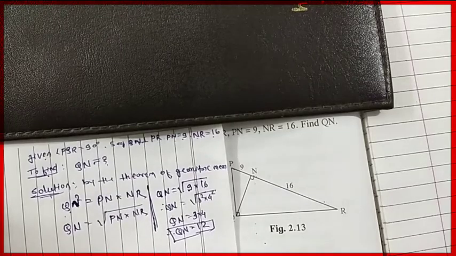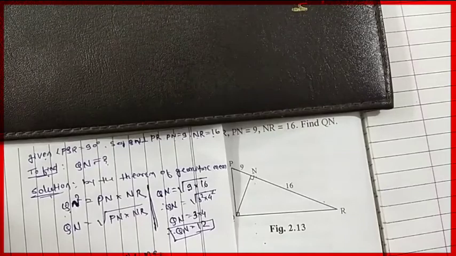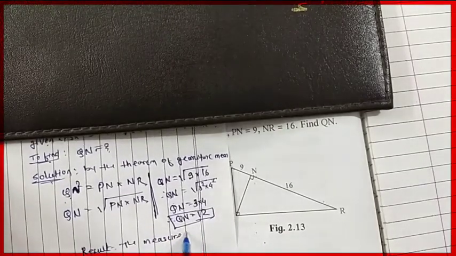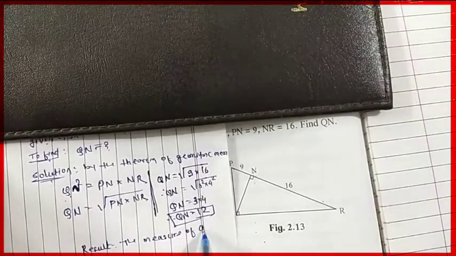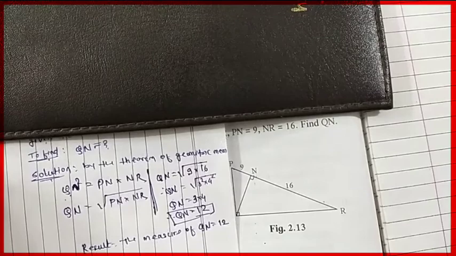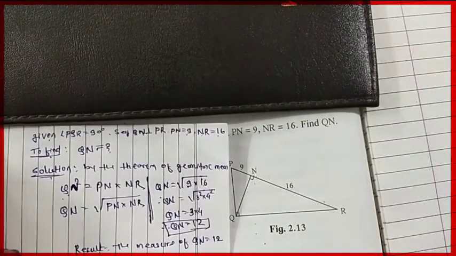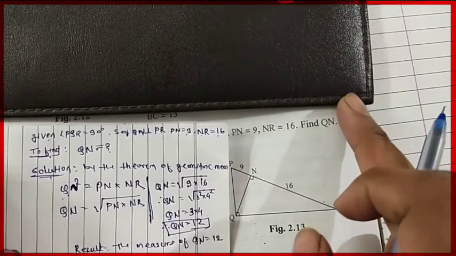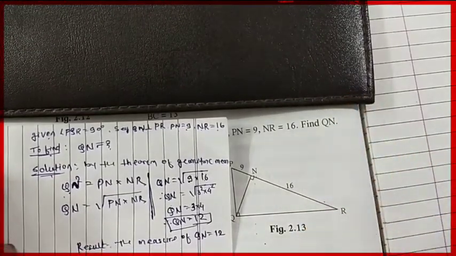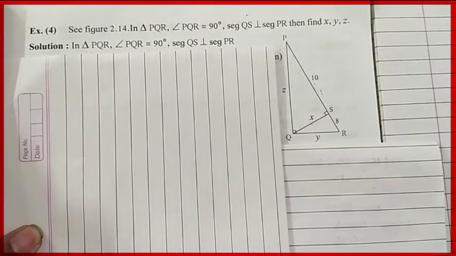So what will be the result? The measure of QN equals 12. So unit is not given here, so we do not have to write unit. Okay, so students, this is the solution for this question. Okay, so write it down. Now we are going to solve the fourth problem.